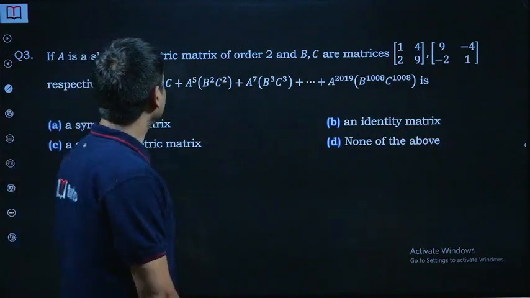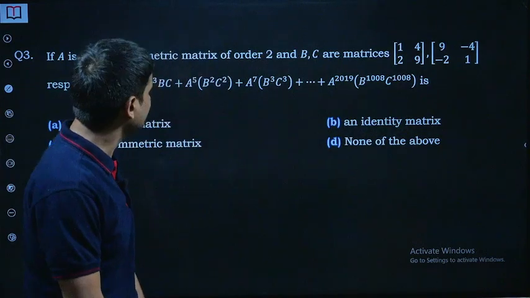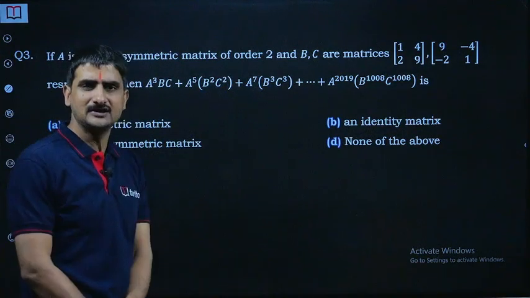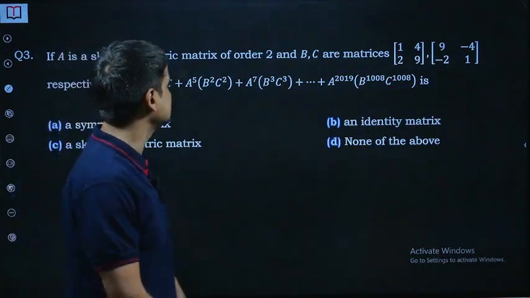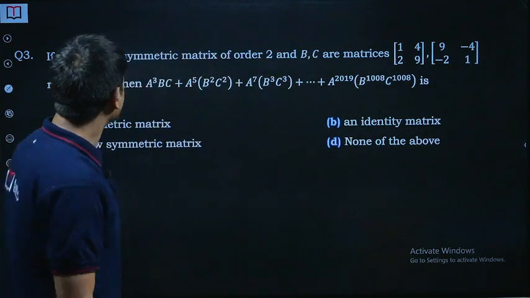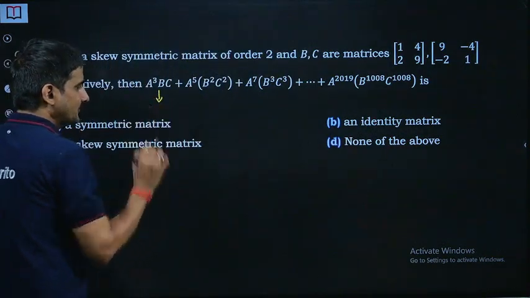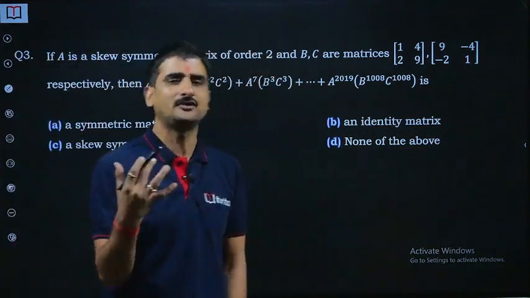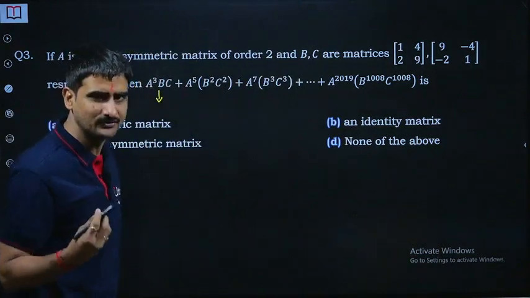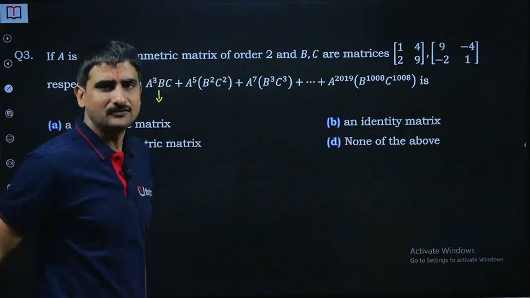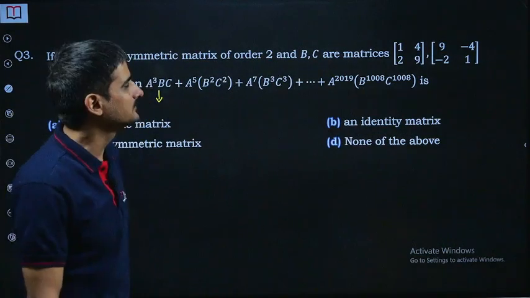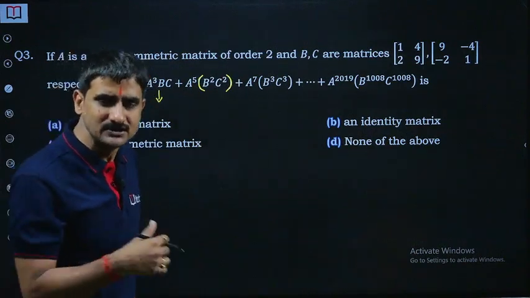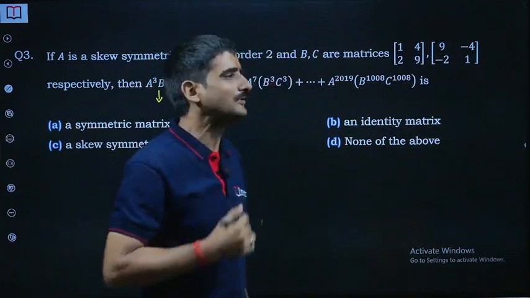If A is a skew symmetric matrix of order 2, and B and C are the matrices respectively, then A cube BC plus A raised to power 5 BC squared C squared, likewise we have to go through it. In such types of questions, I think you would have come across them earlier also. If not, then try to understand how we approach. These are the higher powers of A, B, C, etc. Within the bracket you have B square C square, B cube C cube, and likewise.